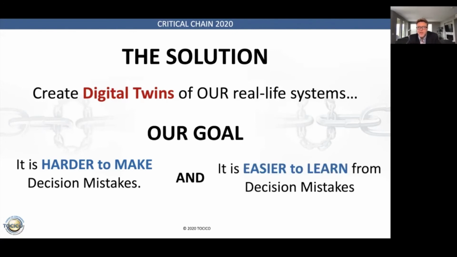And secondly, even if we do make a decision mistake, it'll be much easier to learn from our decision mistakes, because in a virtual environment, we can literally press the rewind button, go backwards in time and isolate what those events are that could have caused the effect that we are currently seeing in our environment.